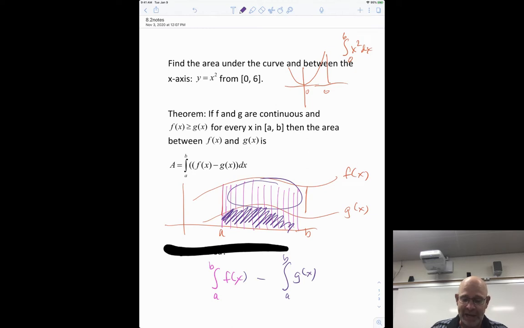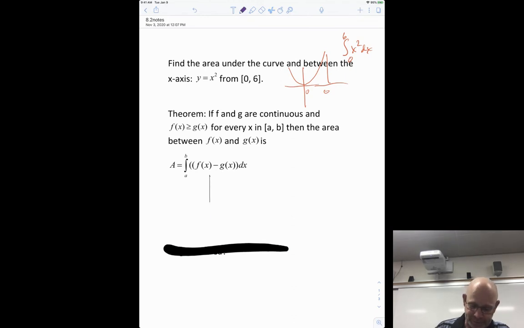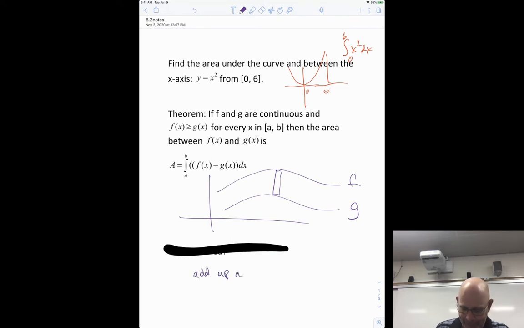What I'm about to show you might seem a little bit weird. You might not know why I'm doing this, but it will clear up as we go through the chapter, because we're going to use this idea a lot. It's kind of back to Riemann sums. There's my f, there's my g. If I think about a rectangle right here, we're going to add up all the rectangles. So what I do is draw what I call a typical rectangle in there. And I find the area of that one rectangle. Remember, there's infinitely many of these though, right? Like Riemann sums.